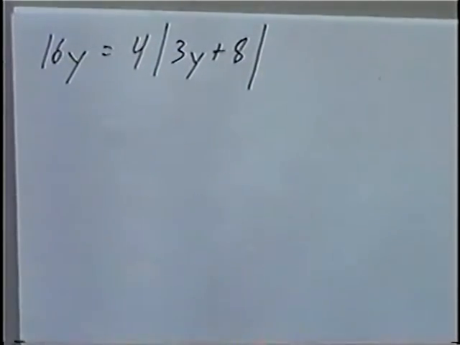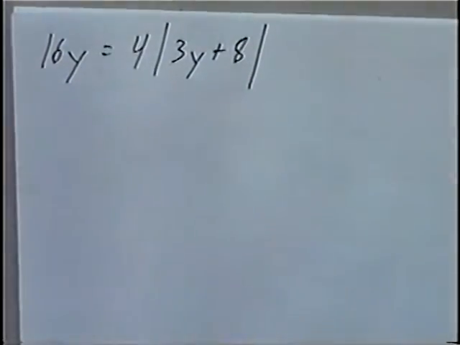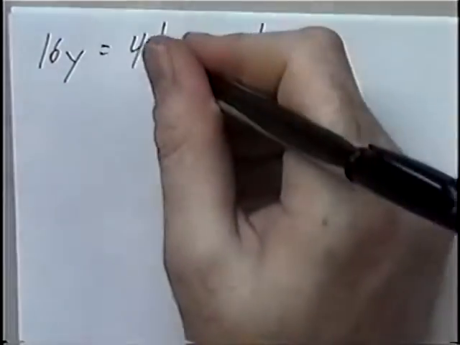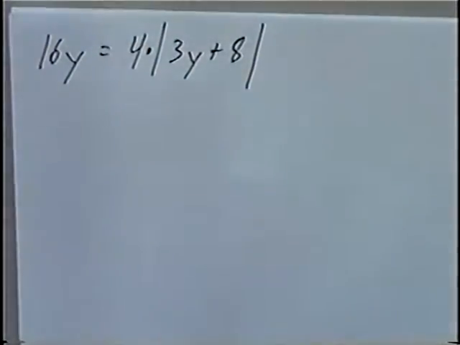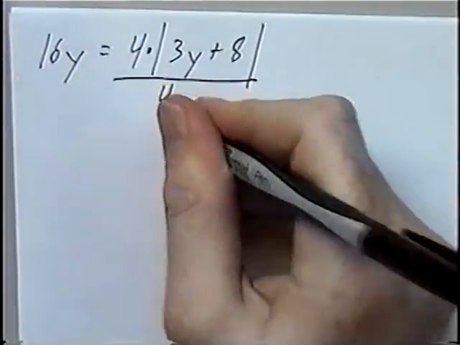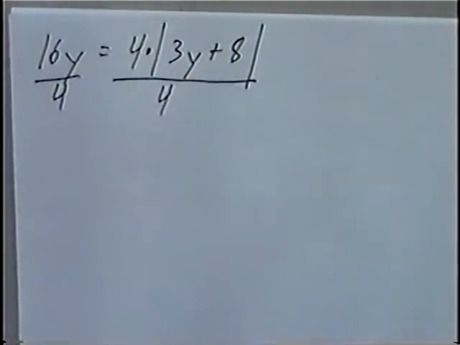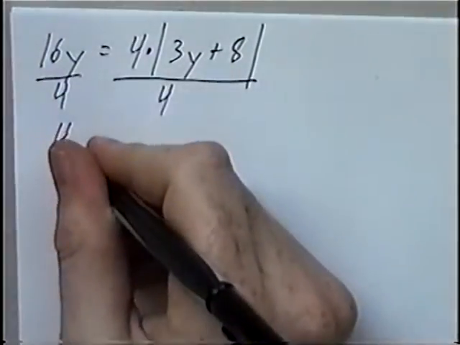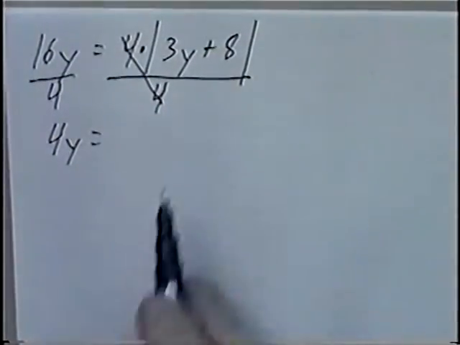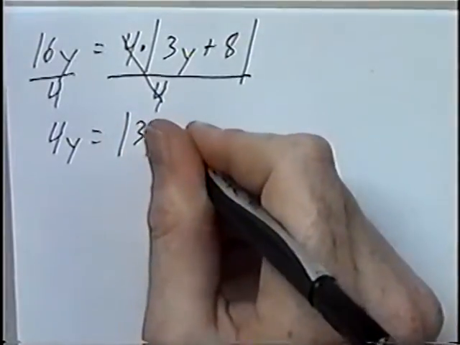Absolute values, before we solve, the absolute value again has to be isolated by itself. So in this case, the 4 we have to move to the left-hand side. Again, this is 4 times the absolute value. Opposite of multiplying by 4, we can divide both sides by 4. So our equation would be 4y. The 4's would cancel on the right, and we'll have 3y plus 8 inside absolute value.